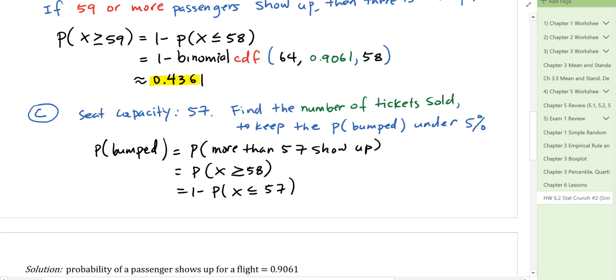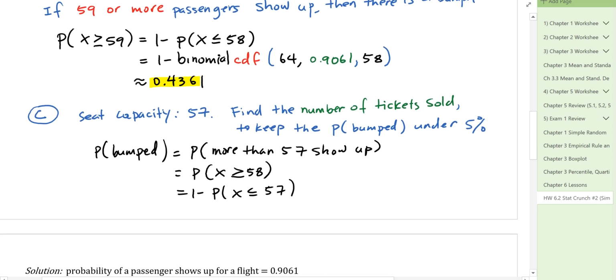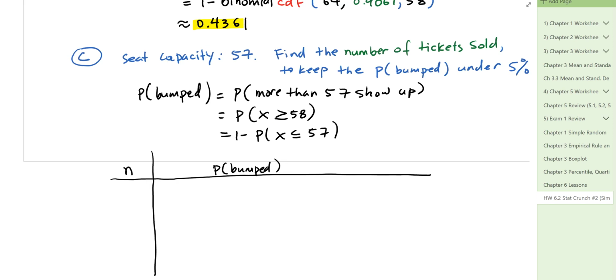So we can basically plug in for n, and let me make a little table, literally trying some numbers. I have 57 seats. If I sold 58 tickets, right? The probability of a bump, meaning the probability of having more than 57 show up, that would be 1 minus the probability of x less than or equal to 57.